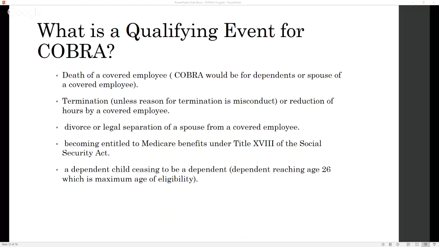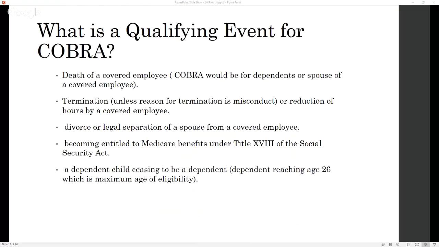So, qualifying events: death of a covered employee. If your husband who's working for a company passes away, and he's the one who you have insurance through, yourself and your children, if you're the spouse, would be able to continue health coverage after the employee's death. Termination, like I said before, unless the reason for termination was misconduct or reduction of hours.